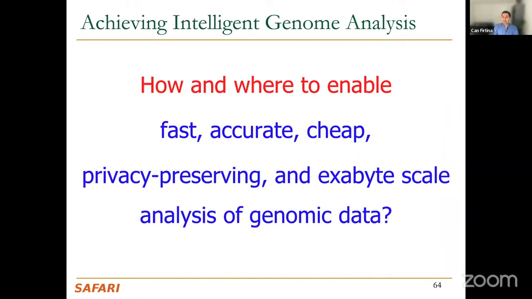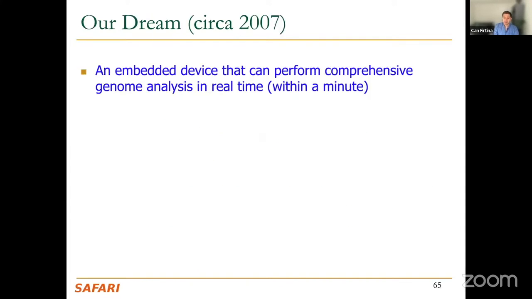So basically, I guess to wrap up, achieving intelligent genome analysis is knowing how and where to enable fast and accurate, cheap, privacy-preserving, and exabyte scale analysis of genomic data. So essentially, this is what we are trying to achieve in general.